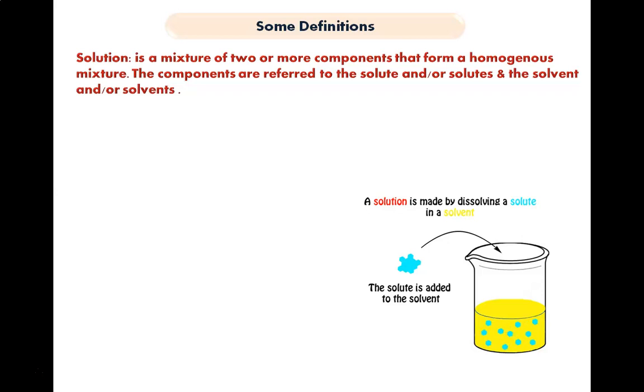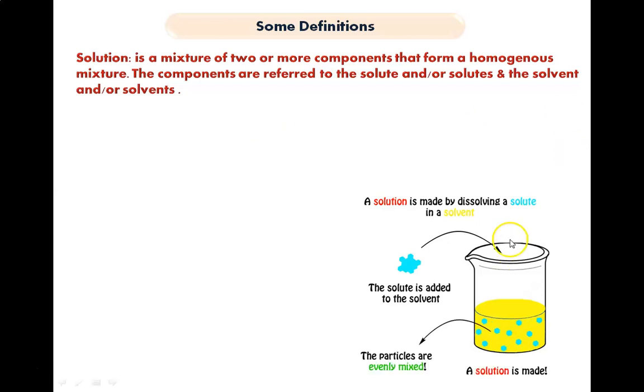Sometimes sugar and tea powder, or sugar and salt. Sugar and salt both act as solutes and water will act as a solvent. Now if I add some liquid colorant, that is again one more component over here. So you can add as many as you like, provided that they can form a homogeneous mixture.